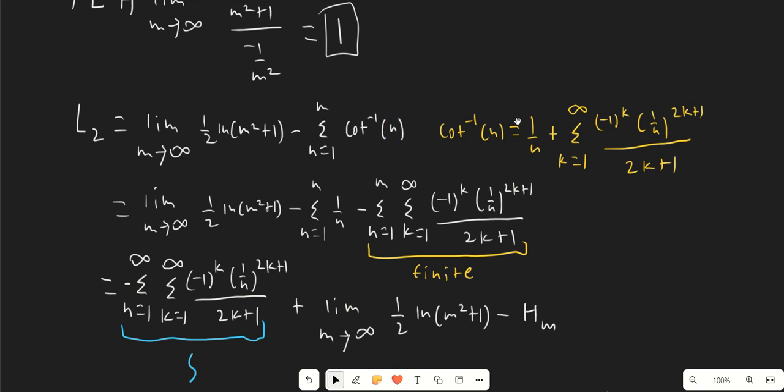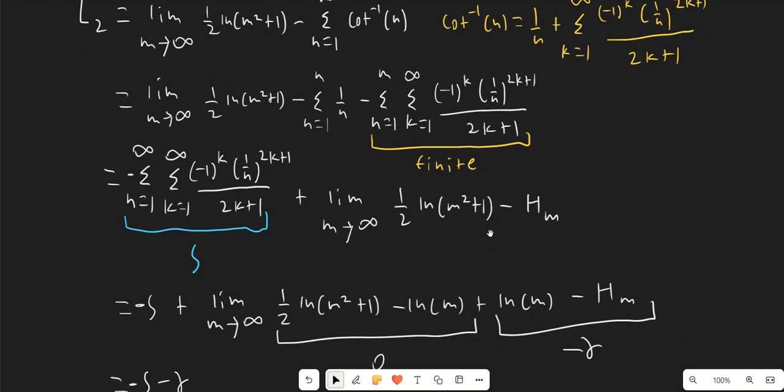So again, we're going to take out this 1 over n term. Now we have 1/2 ln of m squared plus 1 minus the sum from n equals 1 to m of 1 over n. Remember that this is just H sub m. So we take these two terms right here and separate them from the other terms. So this is the limit as m goes to infinity of 1/2 ln of m squared plus 1 minus H sub m.